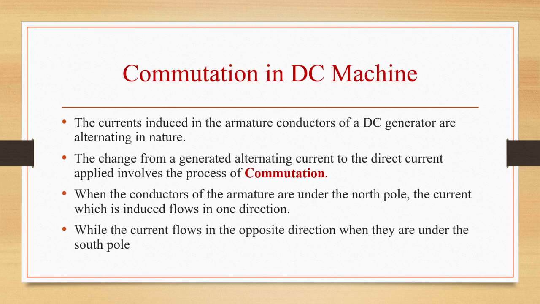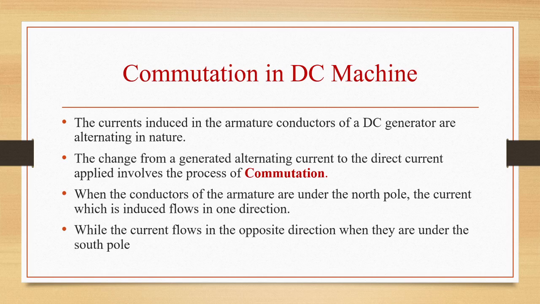And the role of the brushes is to collect the current from the commutator and give it to the external load. Okay. So the change from a generated alternating voltage to the direct current applied involves the process of commutation. So what we are telling you is the currents induced in the armature conductors of a DC generator are alternating in nature, and the change from a generated alternating current to the direct current applied involves the process of commutation.